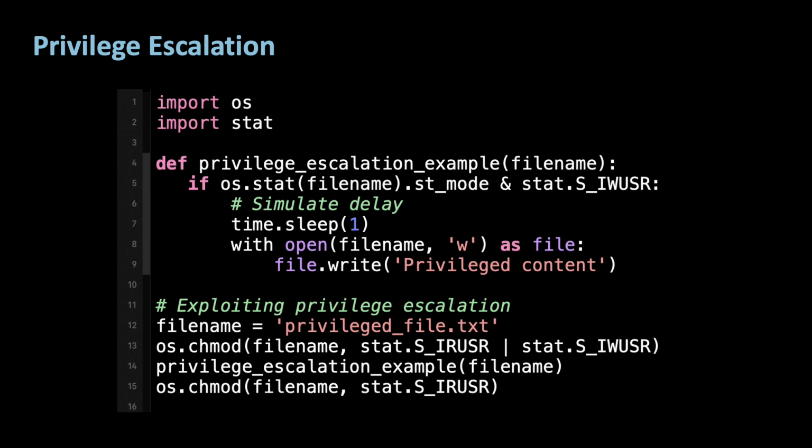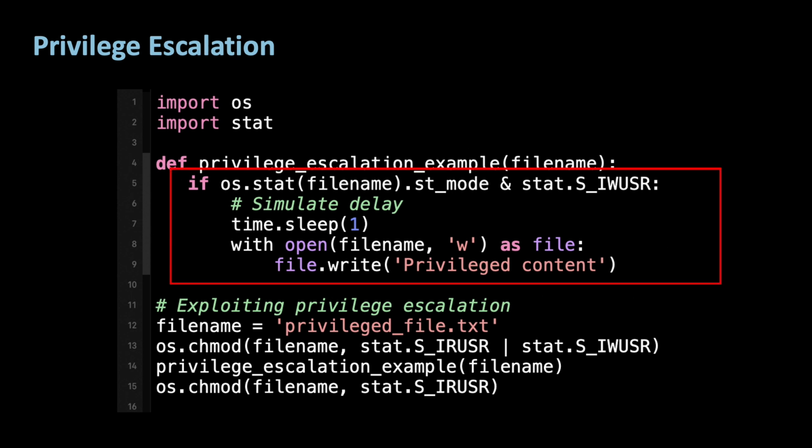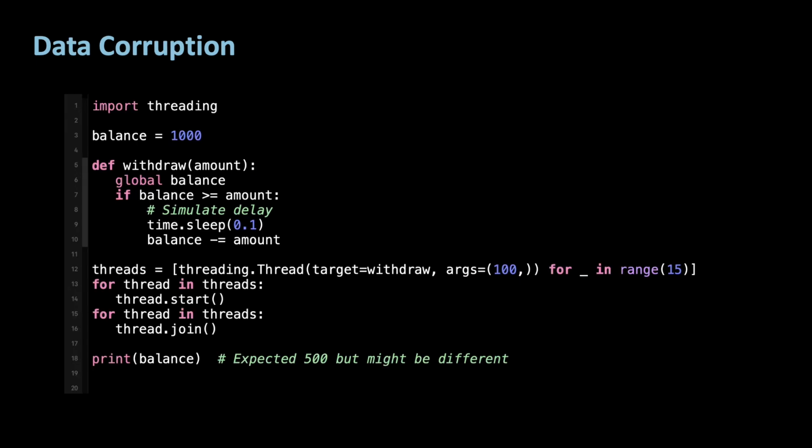So here, the privilege escalation example function checks if a file is writable and then writes to it after a delay. The race condition occurs because the permissions of the file can be changed during the delay to make it read-only. This is what we have seen previously. This can allow an attacker to control the timing and potentially gain unauthorized access. This occurs obviously because the state of file permissions changes between the check and the action.